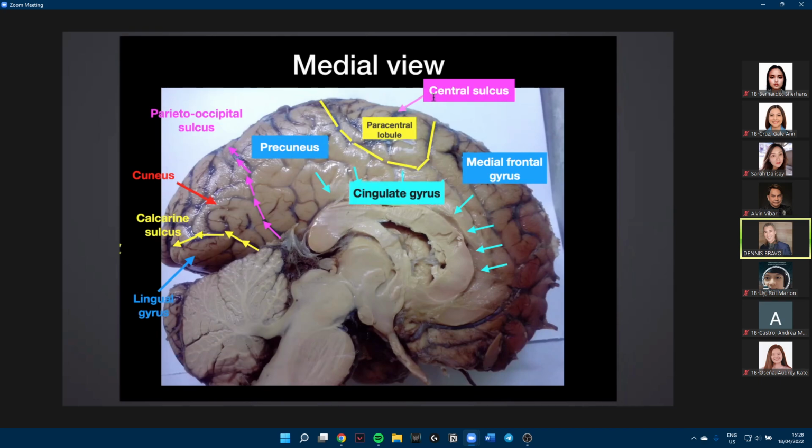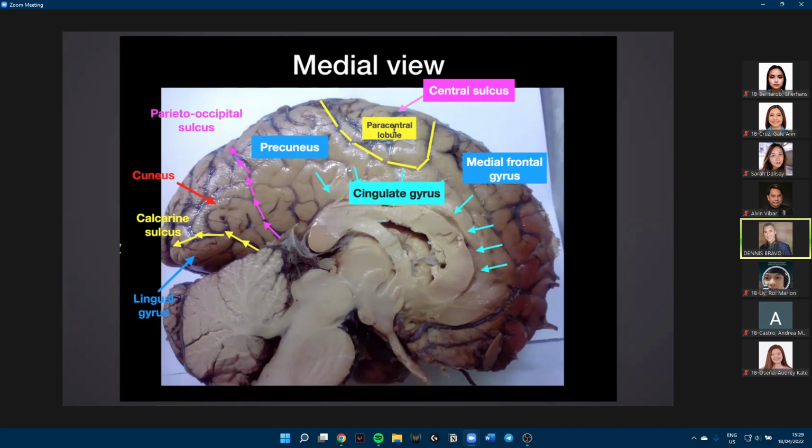Let's start our discussion from the top. Remember the central sulcus of Rolando that is very prominent on the lateral view? Well, it can only be seen on the superior part of the cerebrum on the medial view. It doesn't cut all the way inferior. Hanggang topmost portion lang siya.